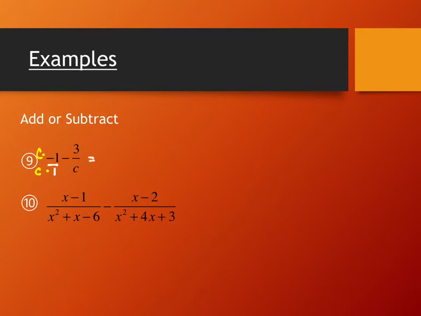So what I now have is a negative c on top over c minus 3 over c. And once my denominators match, you didn't necessarily have to write the step that I just wrote down. But once my denominators match, I can combine the numerators into a single numerator, written as the subtraction, negative c minus 3. And my denominator, since they now match, is simply the denominator c.